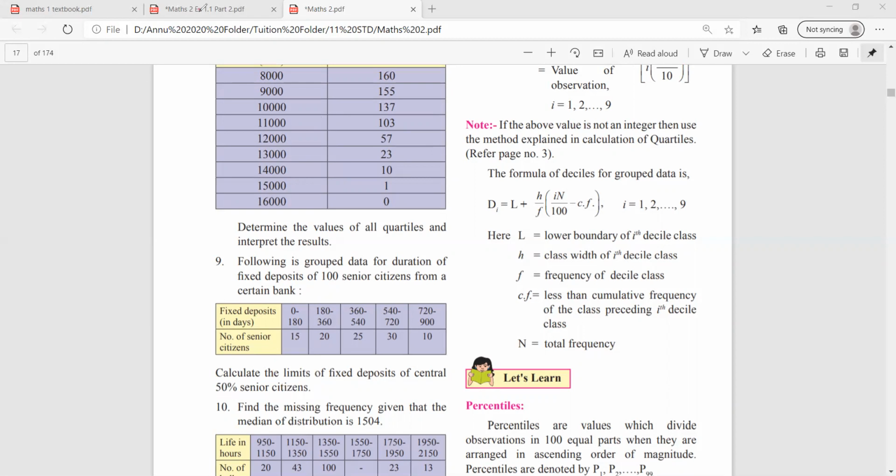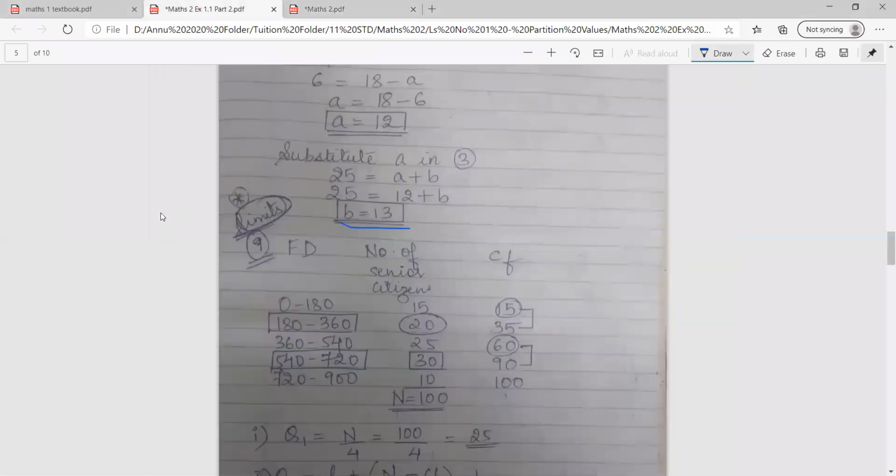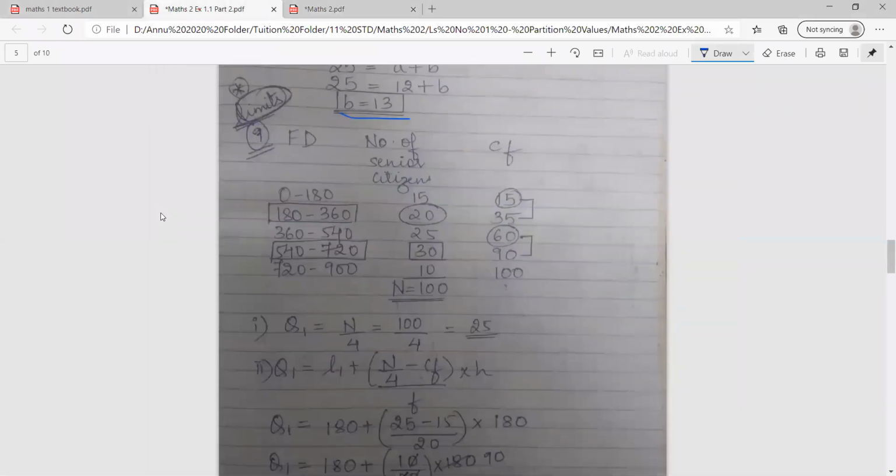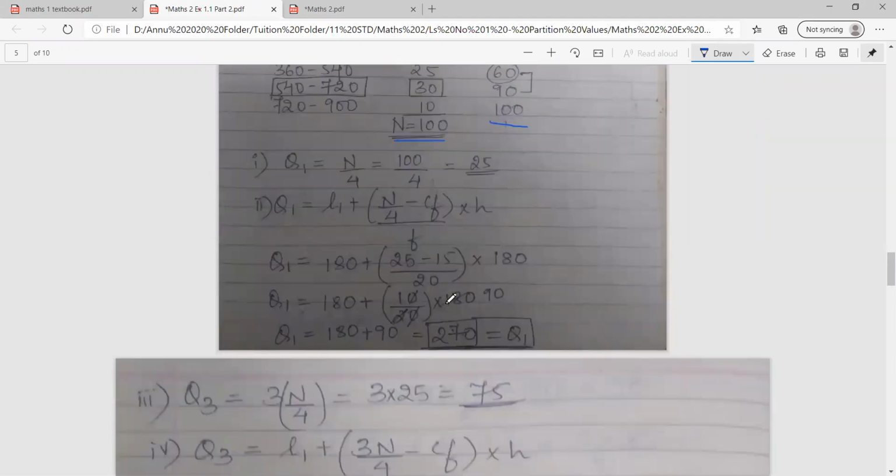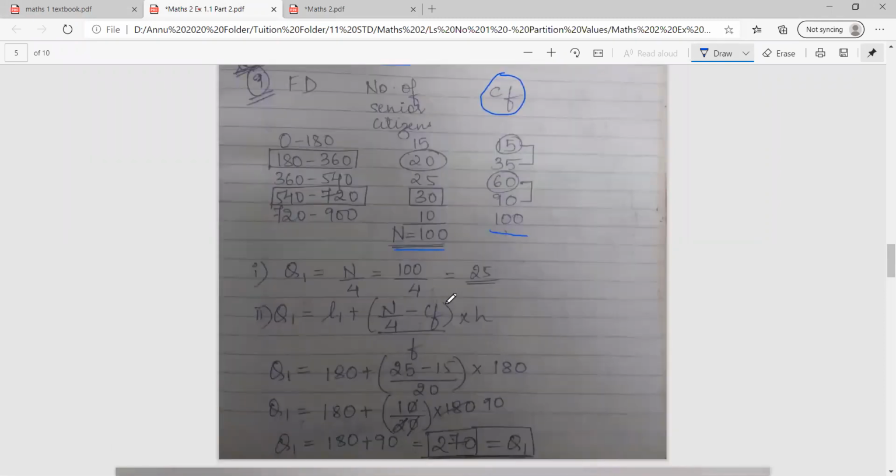Okay. So with this explanation, let us start the sum. As you can see the solution over here, I have written the word limit and I have put a star so that you understand what to do. So first I'll prepare the CF column, LCF. On preparing the CF, I get the value of n to be 100. Now as this is grouped data, what is the pattern? Chotu and Badu. So what is our Chotu formula? Q1 is equal to n by 4. So 100 by 4, which gives you 25.